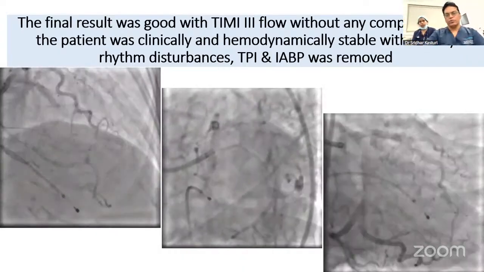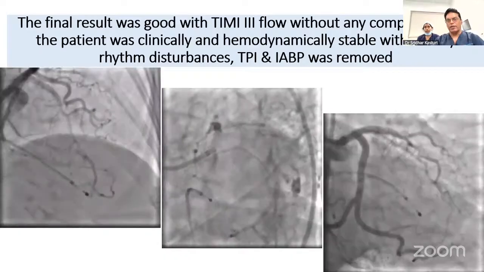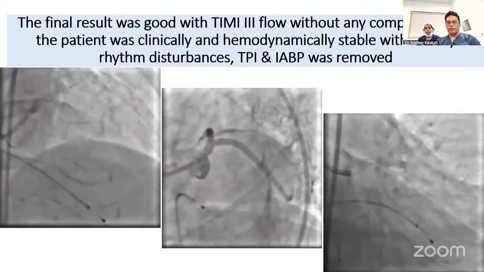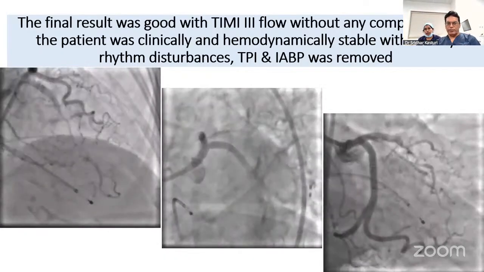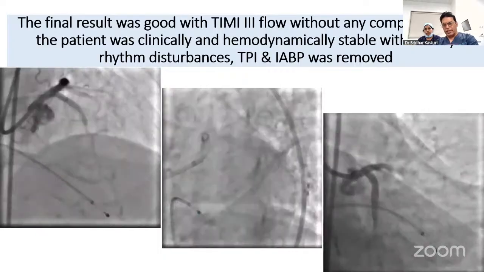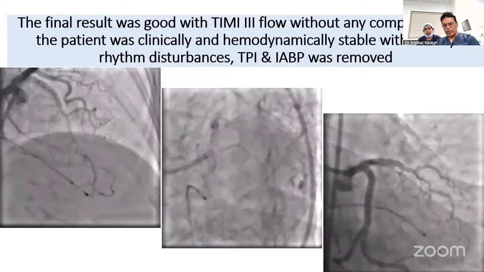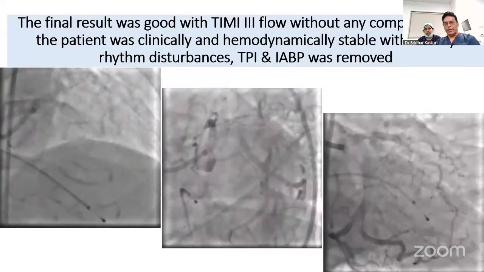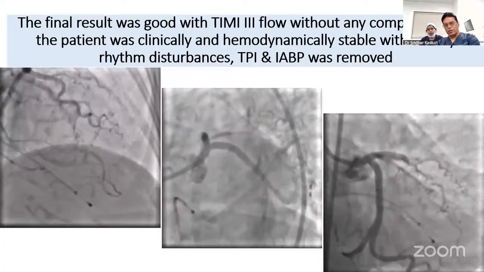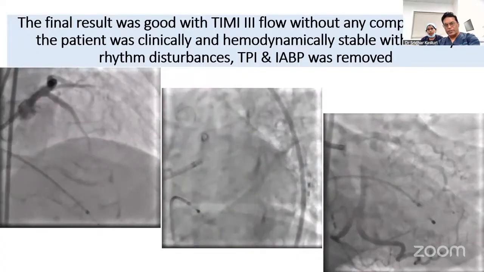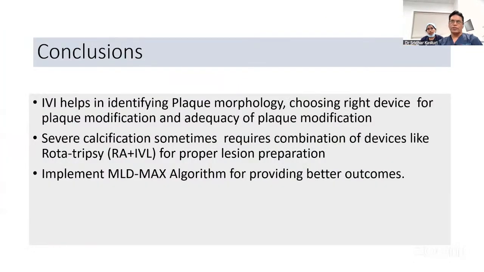So at the end of the procedure, again we checked the LVEDP. LVEDP was 14. Then the patient was stable and, not requiring it, we still repeated the ABG. ABG was absolutely fine. Lactates were only 1.1. So then we removed the TPA on the table and the IABP was removed, and we used Angio-Seal to seal the local access site.